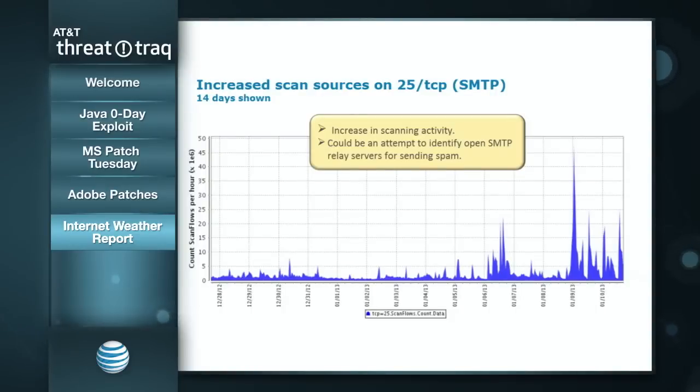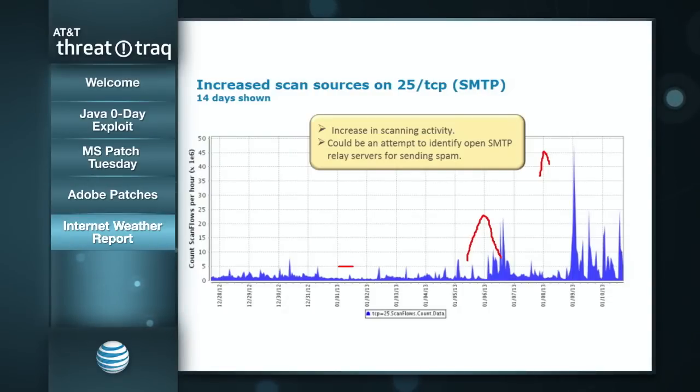Next one, we've seen somewhat of an uptick in scanning on 25 TCP, which is the Simple Mail Transport Protocol. It's not a lot of increase. I guess it was last week, and we're seeing some more aggressive scanning. It's 45 million flows per hour, where normally we have a pretty low baseline, down in the 1-2 million range. So there's some pretty aggressive scanning going on, looking for SMTP servers.